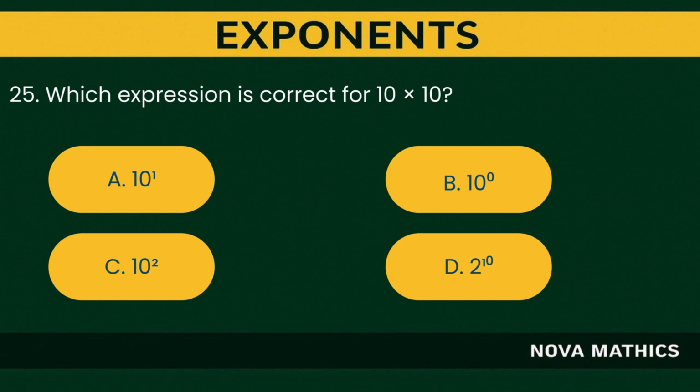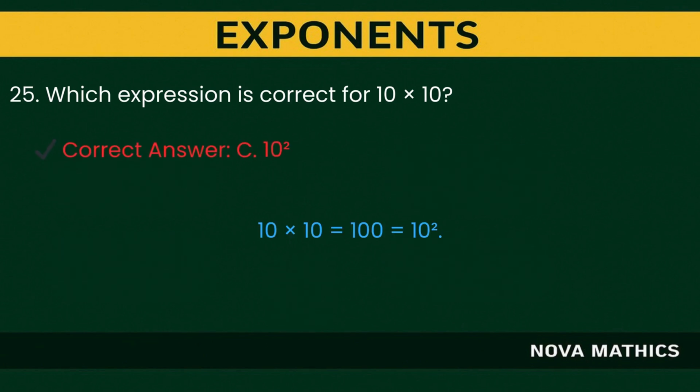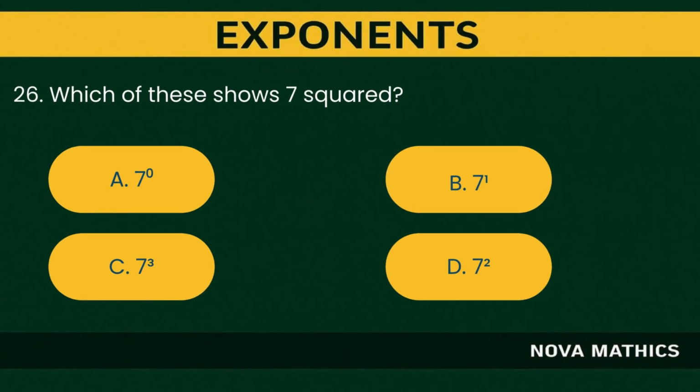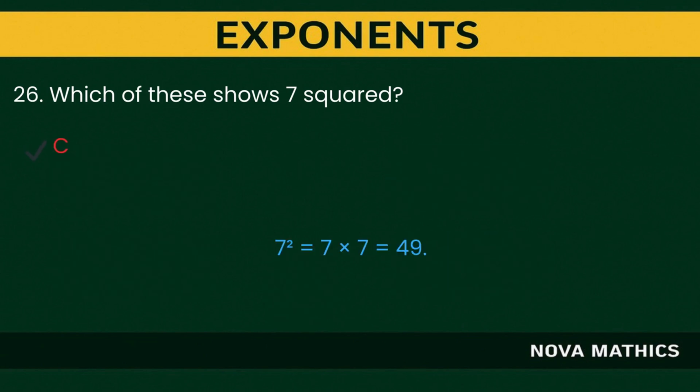25. Which expression is correct for 10 times 10? Correct answer is C. 10 times 10 equals 10 squared, which is 100. 26. Which of these shows 7 squared? Correct answer is D. 7 squared is 49.